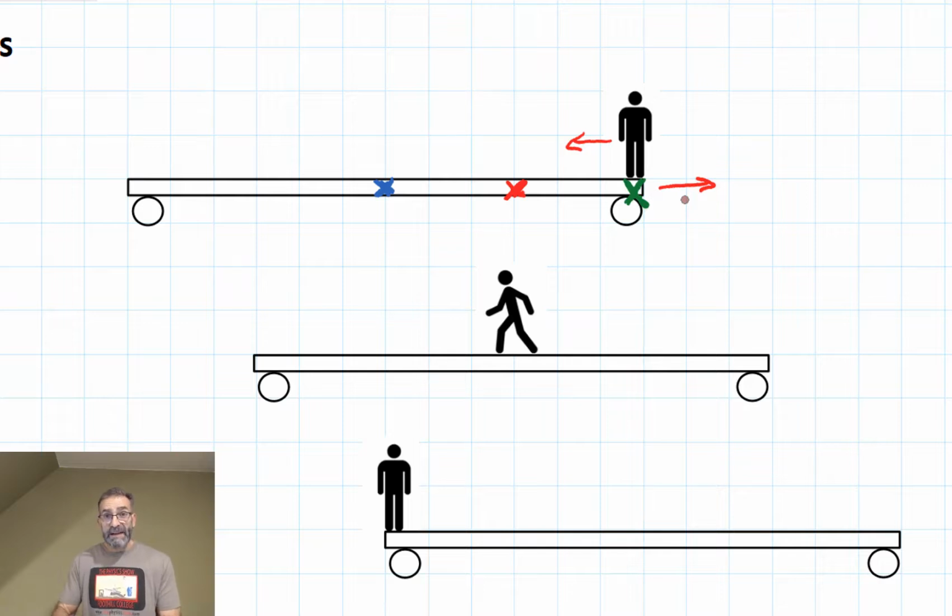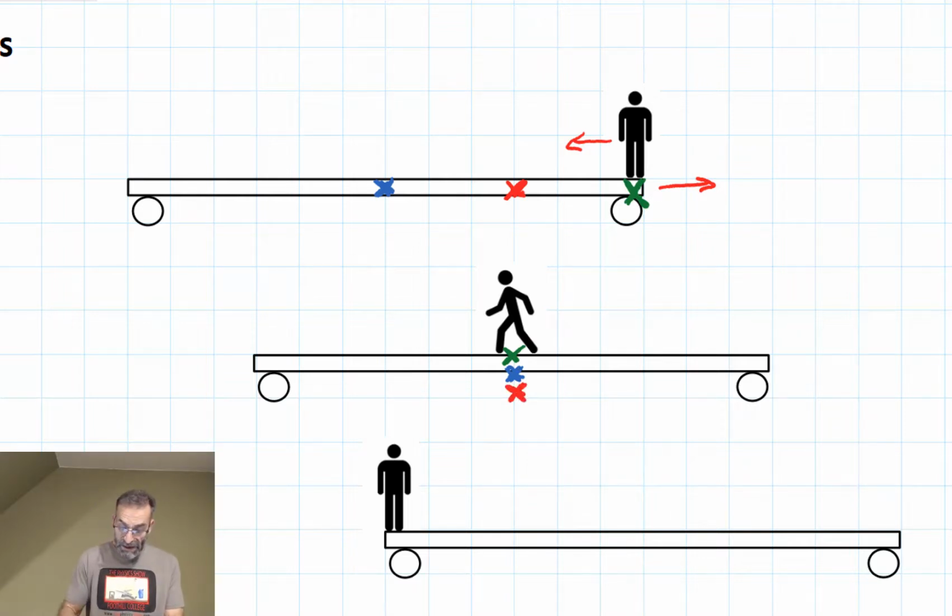And in this middle image, we've captured the person halfway across the cart. So where's the person's center of mass? It's underneath the person. And where's the cart's center of mass? It's at the center of the cart. And where's the center of mass of the system? It's right there.